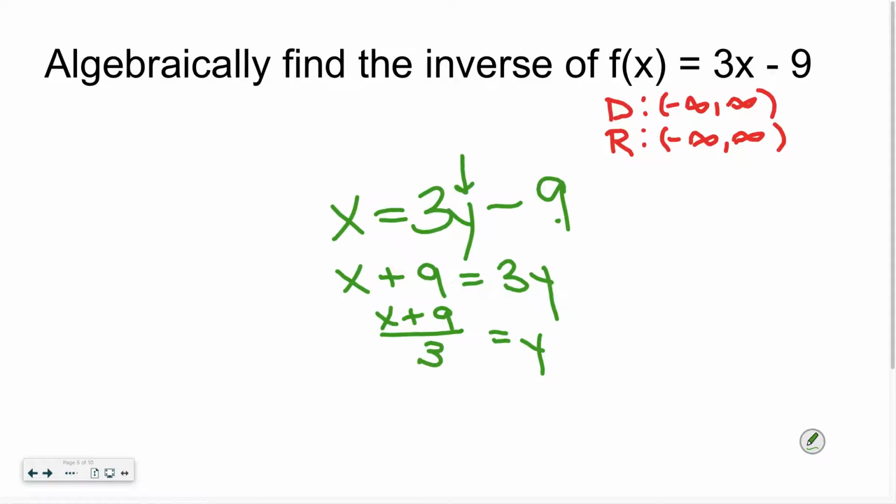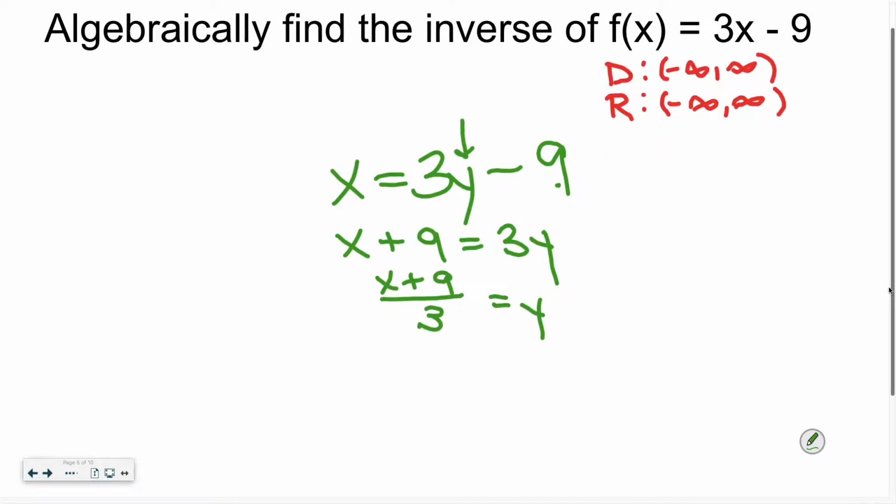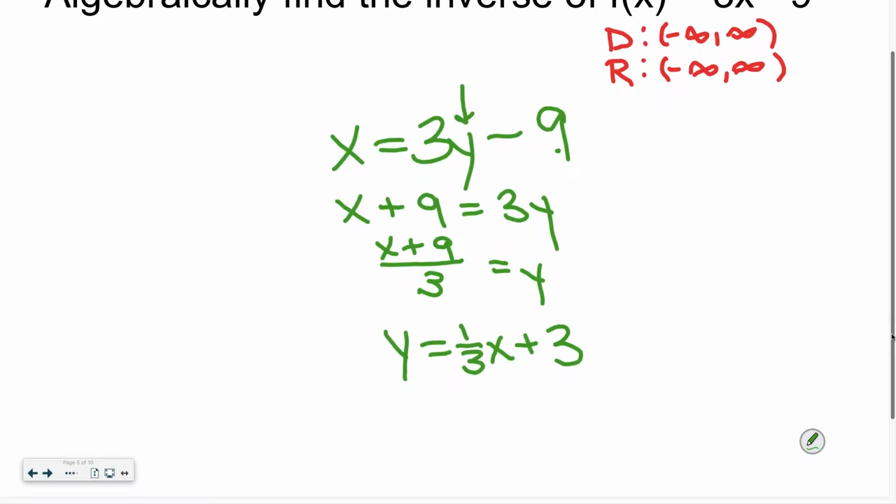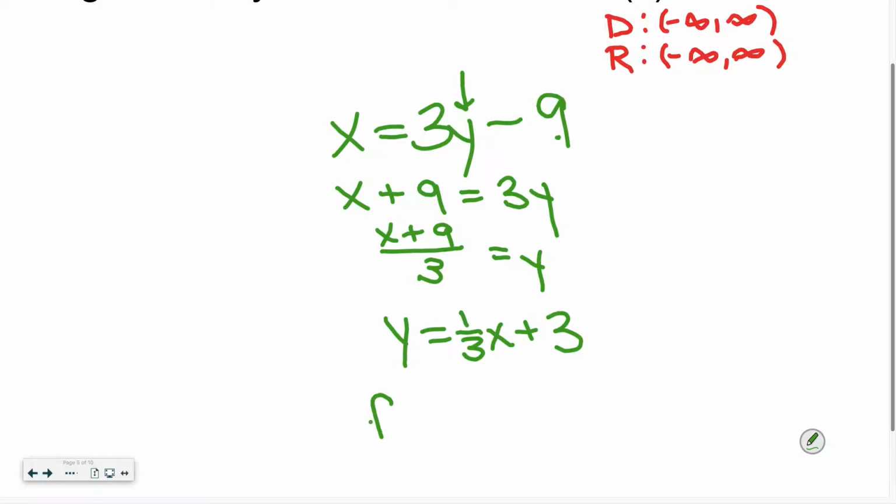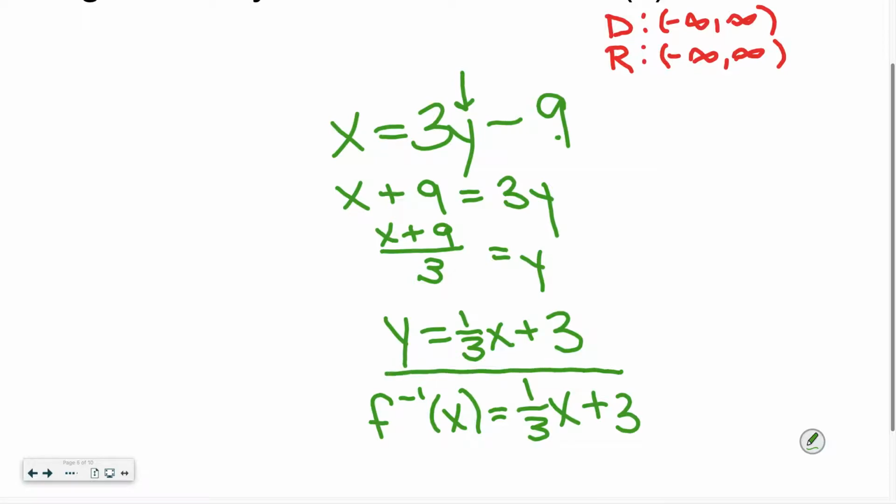Now, since this is a linear equation, I would rather see this written as a line. So I would rather you see y equals 1/3 x plus 9 divided by 3 is 3. I'd rather see you break that apart. And since I'm looking for an inverse, using inverse notation, we could write f inverse of x is 1/3 x plus 3.